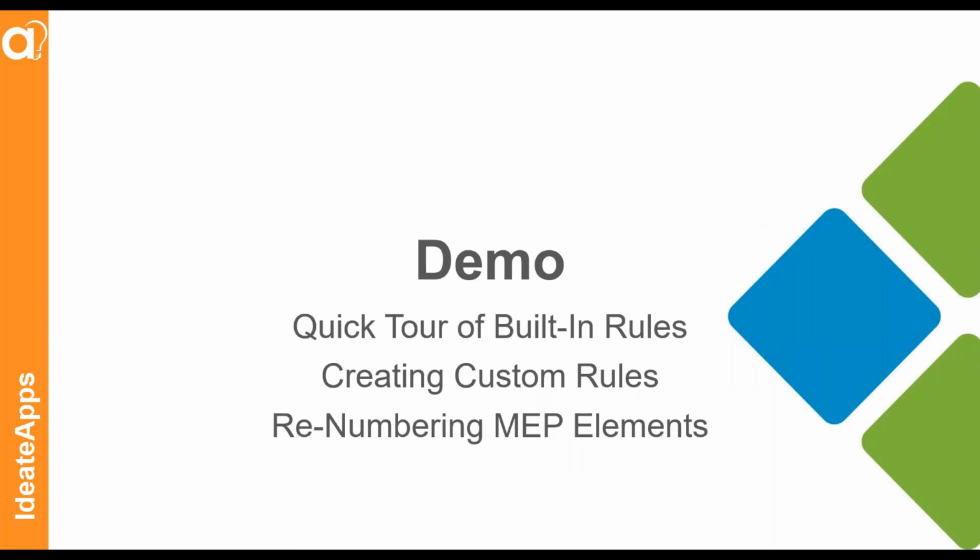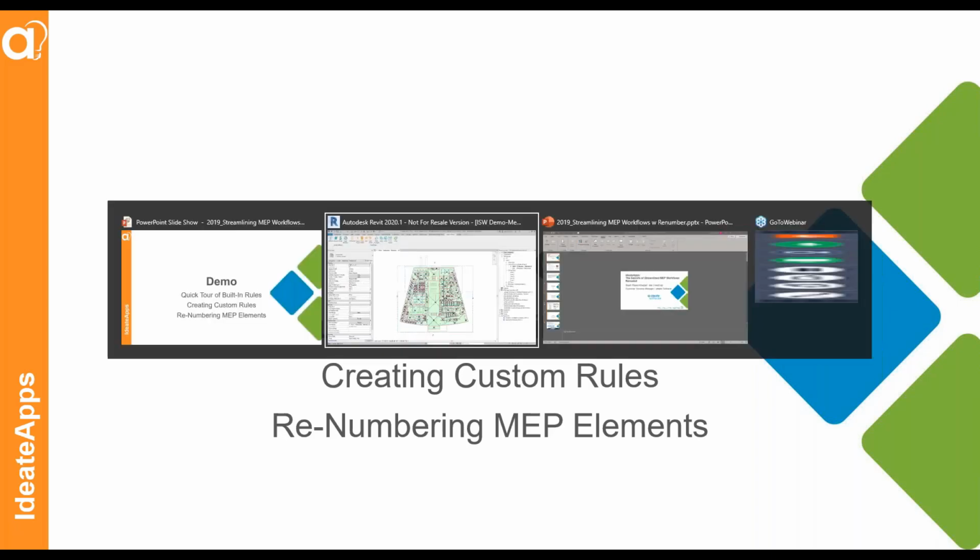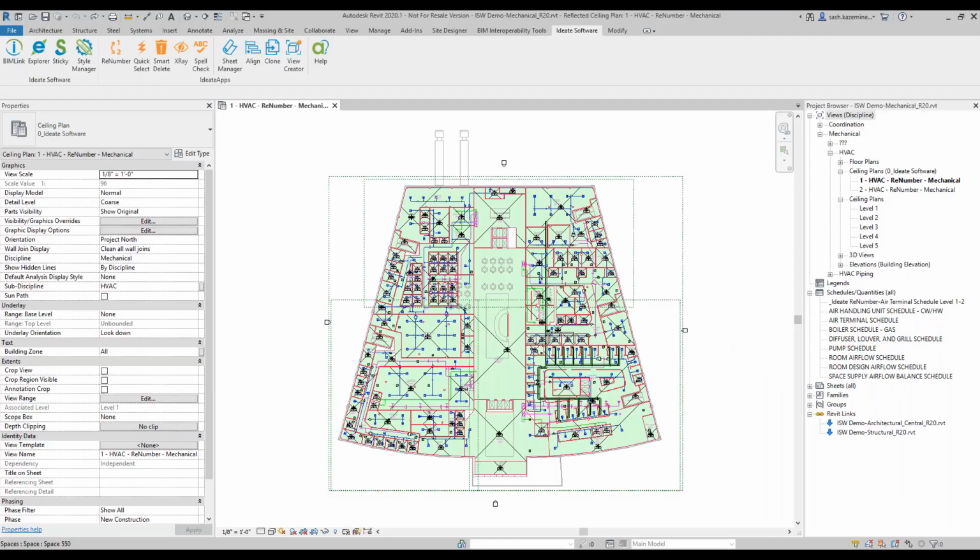Okay, so what I'm going to do here is get into a really brief demo. I'll show you a quick tour of the built-in rules, as I mentioned before, and where they're located, how you can create some custom rules, and then also how you can renumber your MEP elements. So let's go ahead and get started. As I mentioned before, we want to make this a quick webinar so that you can get on with your day. So I'm going to switch over to Revit here. Hopefully you see this on your screen.